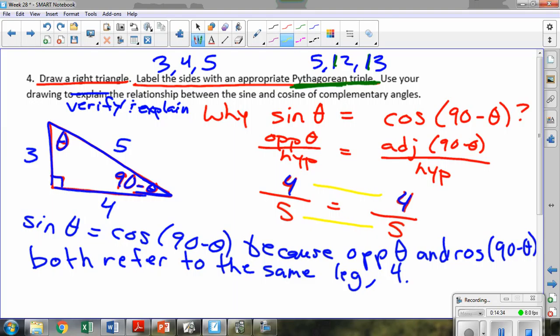The stuff written in blue is an explanation. The stuff written in red is a verification. Make sure you pay attention to the directions, because depending on what they ask, you could be doing one of them or both of them.